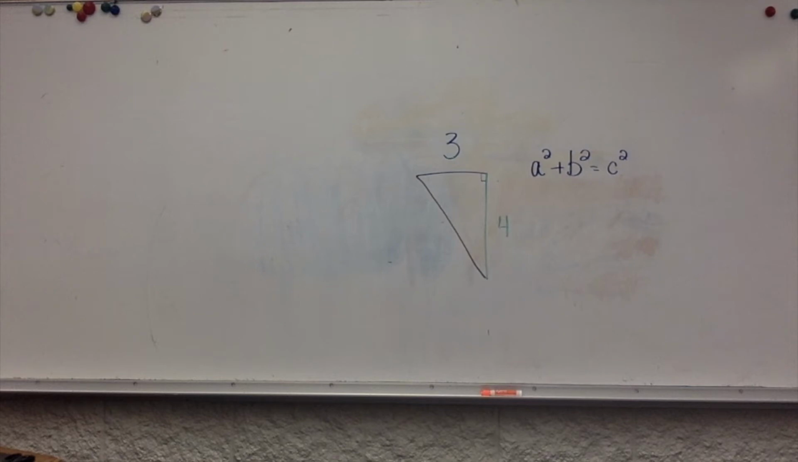Finding the distance between those 2 points, so we're finding the length of the hypotenuse using the Pythagorean theorem, which is a squared plus b squared equals c squared. A and b are the lengths of the 2 legs of the right triangle, and then we find that the hypotenuse has a length of 5.